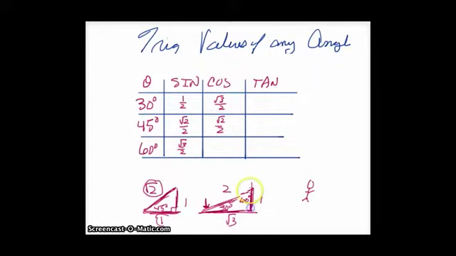And then cosine of 60. Now remember, I'm over here, okay? Theta man's over here. So cosine is adjacent, which would be 1 over hypotenuse. So 1/2. Okay? So notice this little chart.